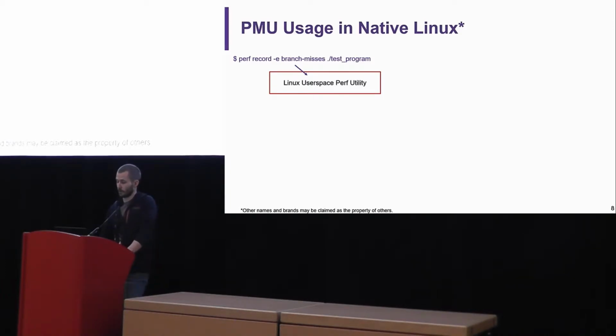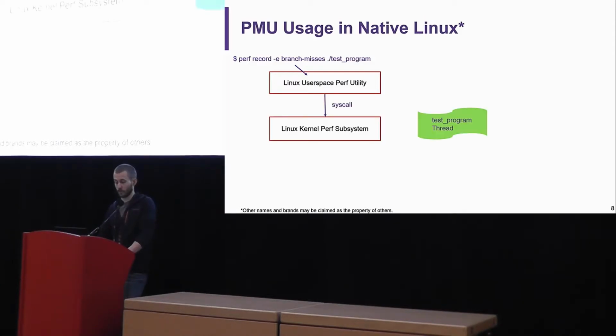That calls into the user space perf utility here, which makes a syscall into the perf subsystem. So we're associated with this test program thread. At this point, the perf subsystem creates a perf event. The perf event is used to store config data and state data about that event. It's usually associated with one or more of the PMU counters. And I'll say why it's not directly tied to a PMU counter in just a second.